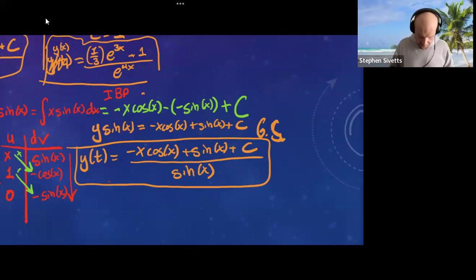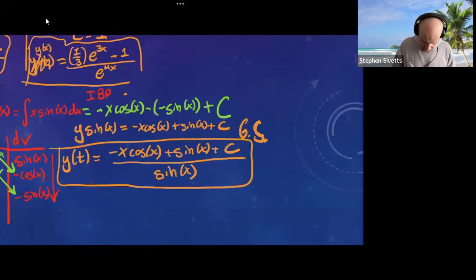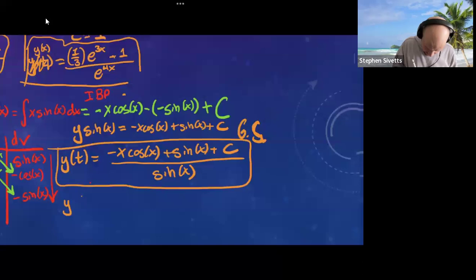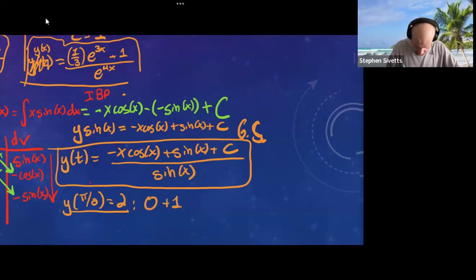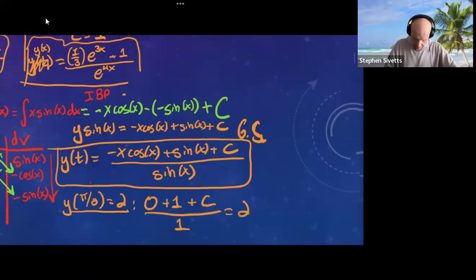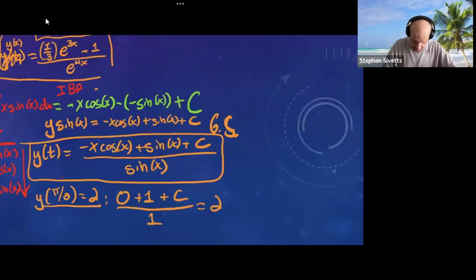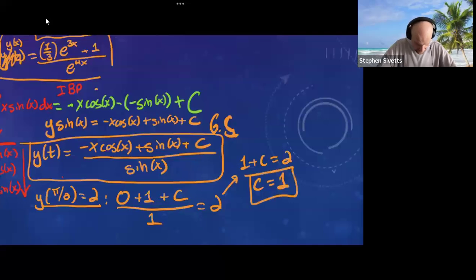Okay, so now we're going to incorporate the initial condition, right? If x is pi over 2, y is 2. So what that means is if x is pi over 2, cosine of pi over 2 is 0, and sine of pi over 2 is 1. So we'll have 0 plus 1 plus c over 1 equals 2. So we'll have 1 plus c equals 2, and so c equals 1, right?